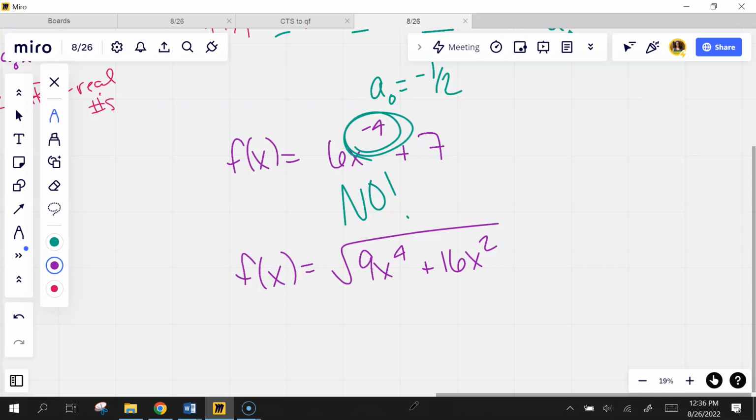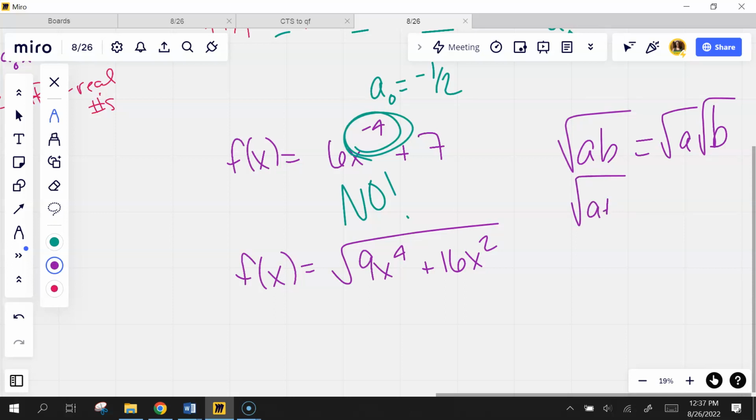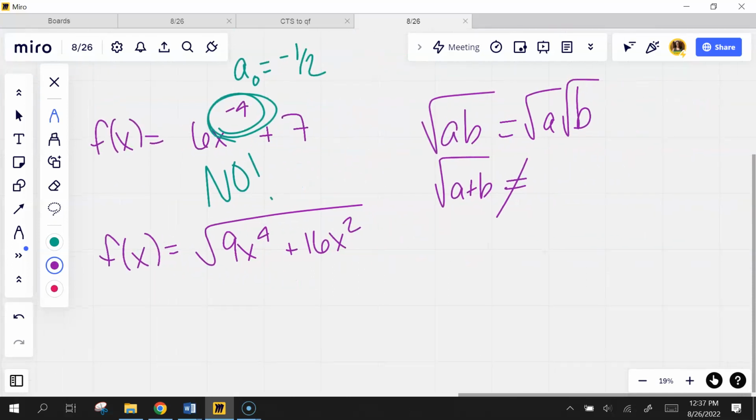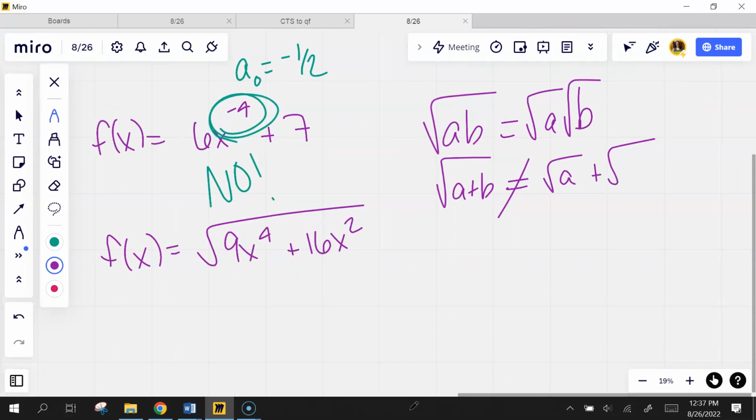Could I make it 3x squared plus 4x? Can I? I don't know. I'm asking y'all. Can you do that? No, you can't do that. Look, the square root of AB is the same thing as the square root of A times the square root of B, but the square root of A plus B is not the same thing as the square root of A plus the square root of B. You can't do that. So this is no.